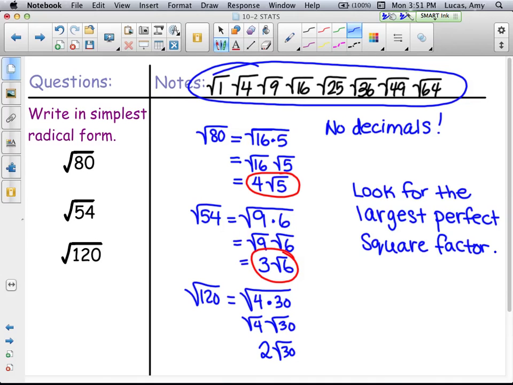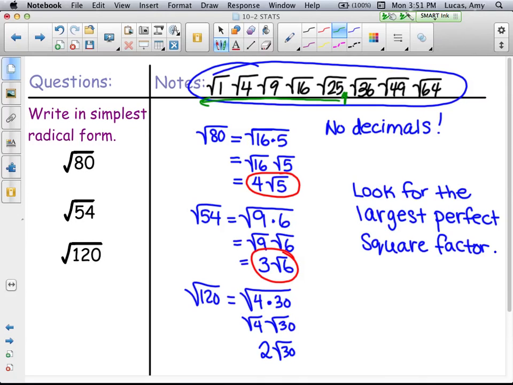It's not a radical anymore. Now the square root of 30. If I think about where the square root of 30 would be, it's in here. So I would want to look at all of the numbers smaller that are perfect squares to just make sure that I've got simplest radical form.